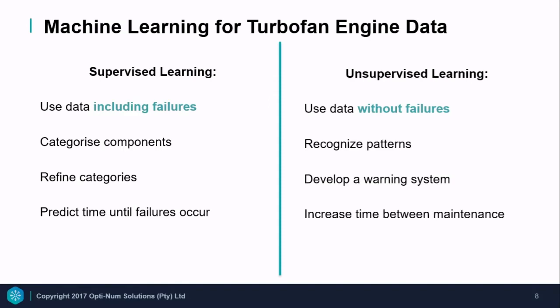For unsupervised learning, we'll consider the scenario where no failures occurred. So we'll use the data for the first 125 flights prior to the scheduled maintenance. We will then recognize patterns in this data set and use these patterns to develop a warning system, which can then in turn be used to increase the time between scheduled maintenance until we fully rely on our warning system to decide when to perform maintenance.